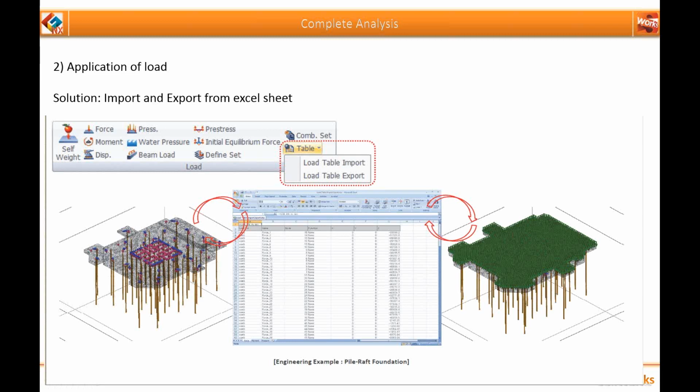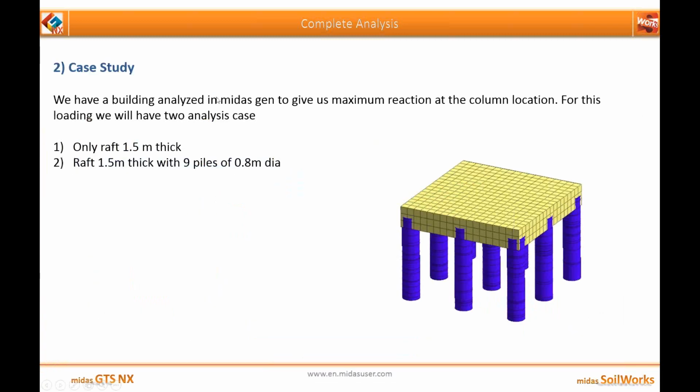So moving on, now we'll move on to today's case study. In today's case study, we have a building analyzed in midas gen, which will give us the maximum reaction at the column location. And for this loading, we will generate two analysis cases. One will be a raft 1.5 meter thick, and the other will be a raft 1.5 meter thick with 9 piles of 0.8 meter dia.